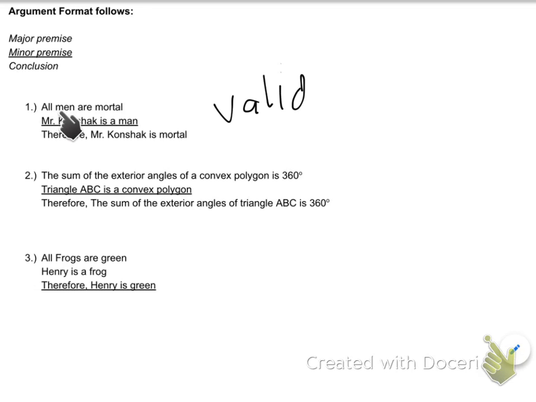All men are mortal. So if you're a man, then you possess the quality that you are mortal. Mr. Konchak is a man. So, that means Mr. Konchak is part of the group they call men, right? And therefore, for me to be a man, I would have to possess the quality that all men do, which is to be mortal.